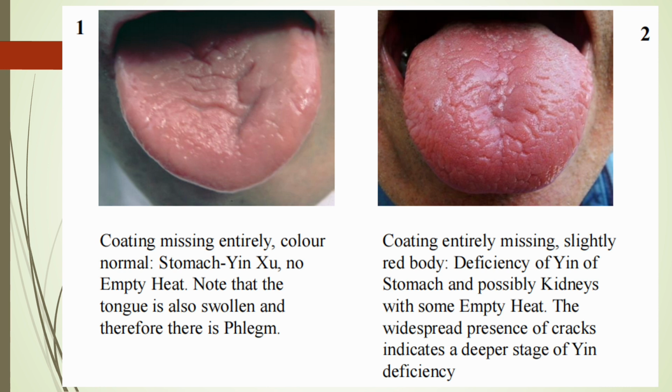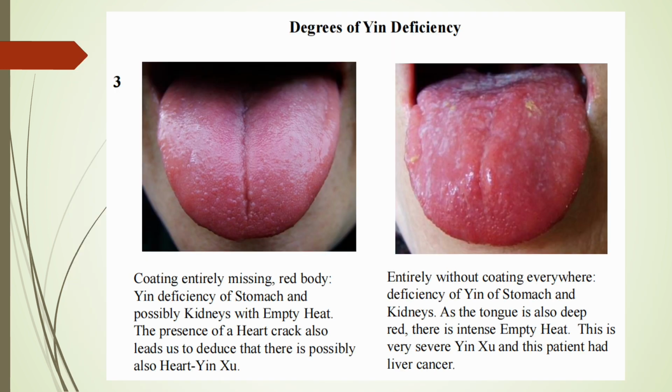Tongue number 2, the coating is entirely missing, slightly red body. So this is yin deficiency of the stomach and possibly kidneys with some empty heat. The widespread presence of cracks indicates a deeper stage of yin deficiency. Tongue number 3, the coating is entirely missing, red body. This is yin deficiency of the stomach and possibly kidneys with empty heat. The presence of a heart crack also leads us to deduce that there is possibly also heart yin deficiency.